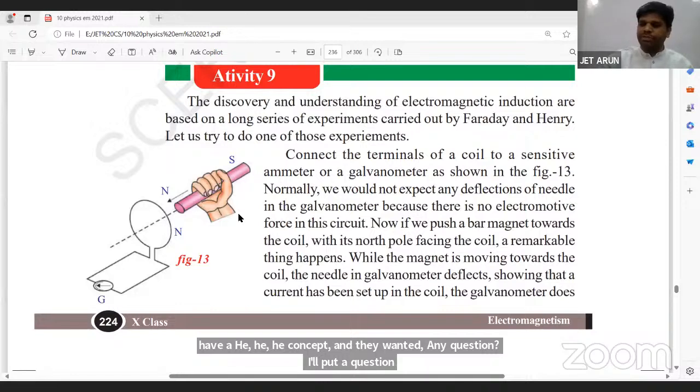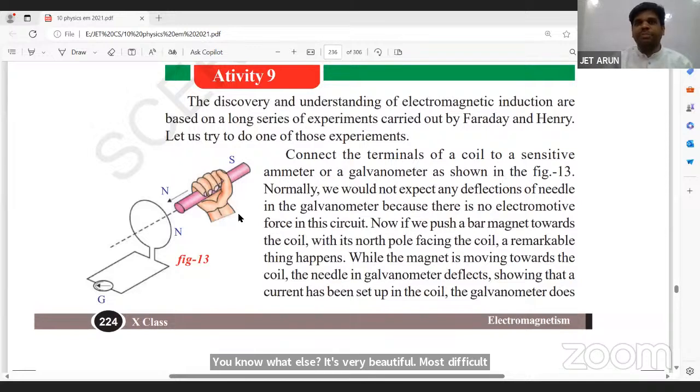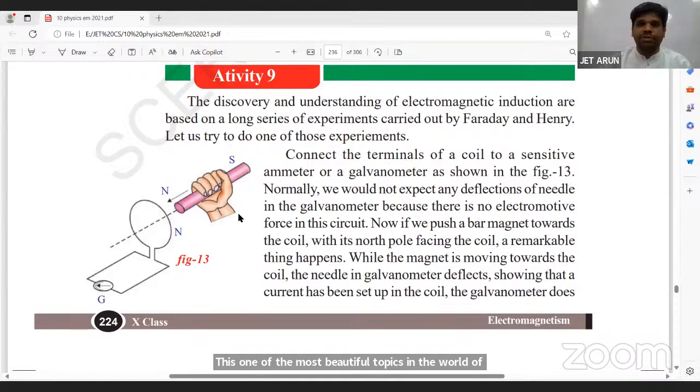This concept is very beautiful, the most difficult of all the physics concepts to apply, and the most repeatedly asked in the exam. This is one of the most beautiful topics in the whole of physics, students. Electromagnetic induction. Then comes rotational dynamics. Most difficult and most interesting.